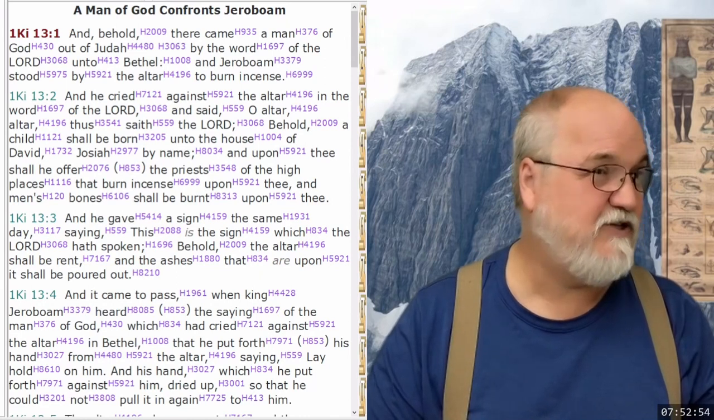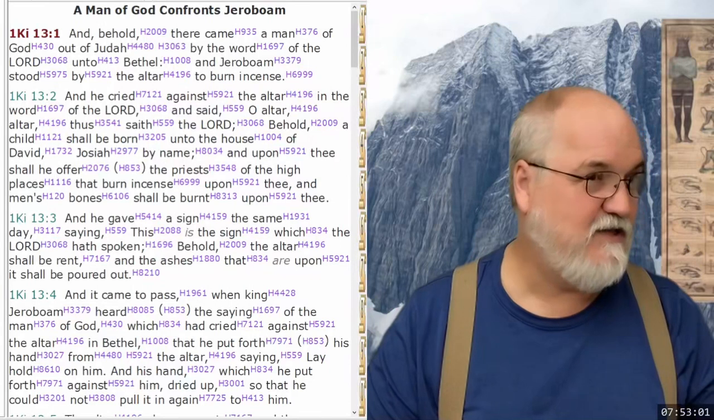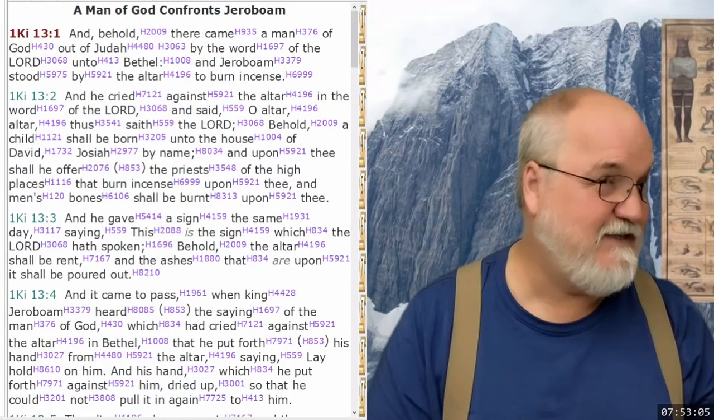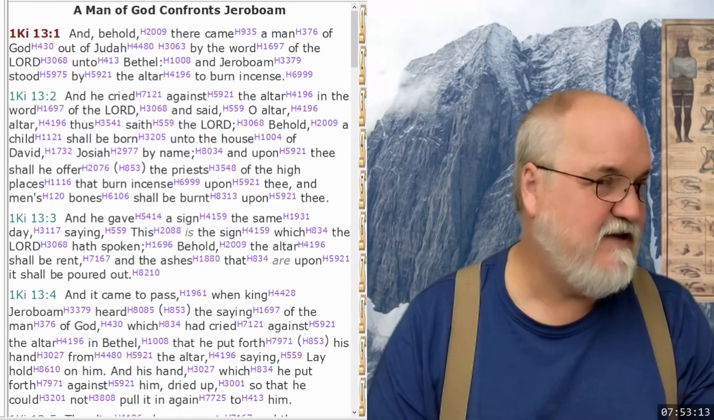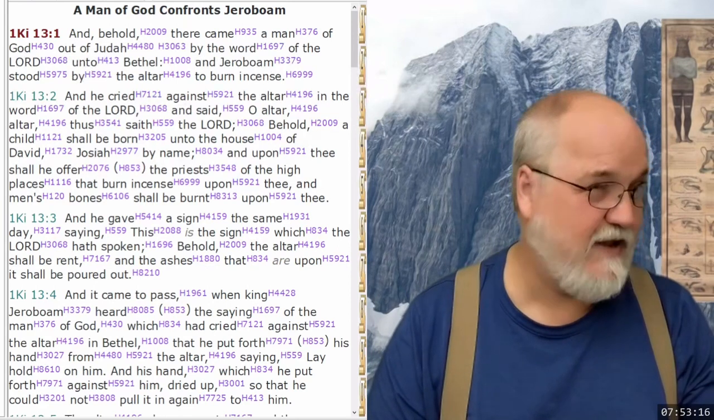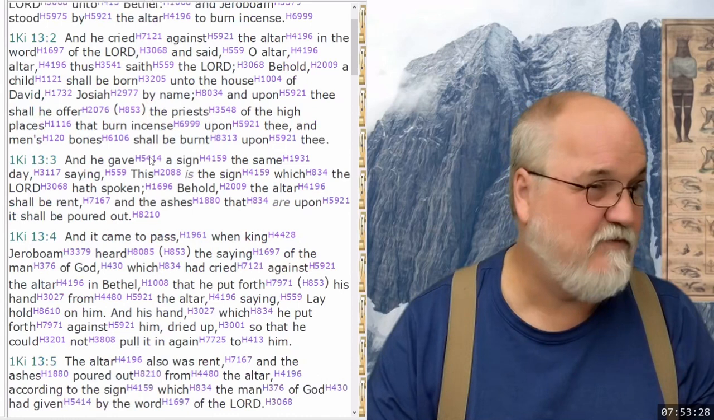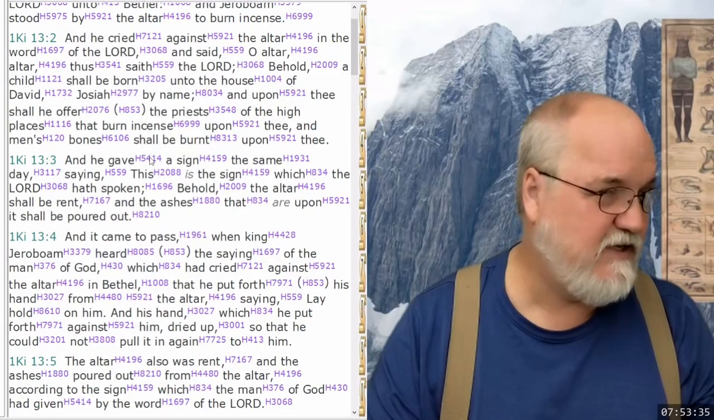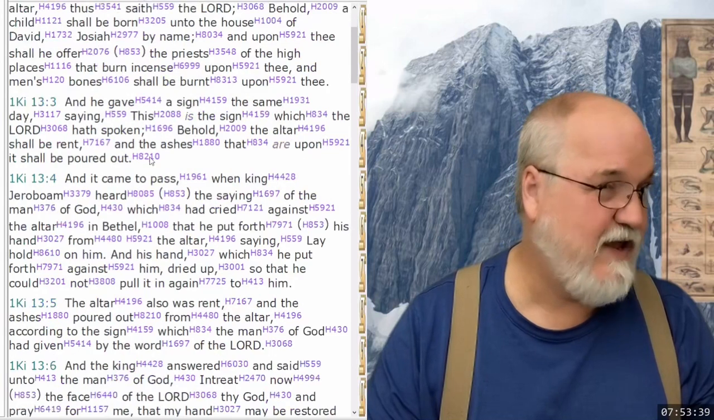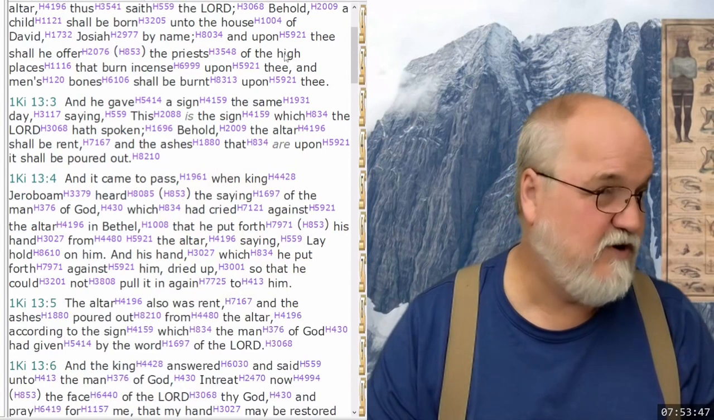Thus saith the Lord, behold, a child shall be born unto the house of David, Josiah by name. Upon thee shall he offer the priests of the high places that burn incense upon thee, and men's bones shall be burnt upon thee. And he gave a sign the same day, saying, this is the sign which the Lord has spoken. Behold, the altar shall be rent, and the ashes that are upon it shall be poured out. And it came to pass when the king Jeroboam heard the saying of the man of God, which he had cried against the altar in Bethel, that he put forth his hand from the altar, saying, lay hold on him. And his hand, which he put forth against him, dried up so that he could not pull it again to him. And the altar also was rent and the ashes poured out from the altar according to the sign which the man of God had given by the word of the Lord, right?